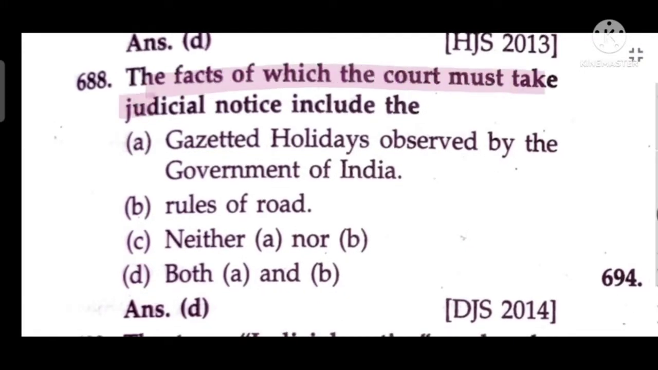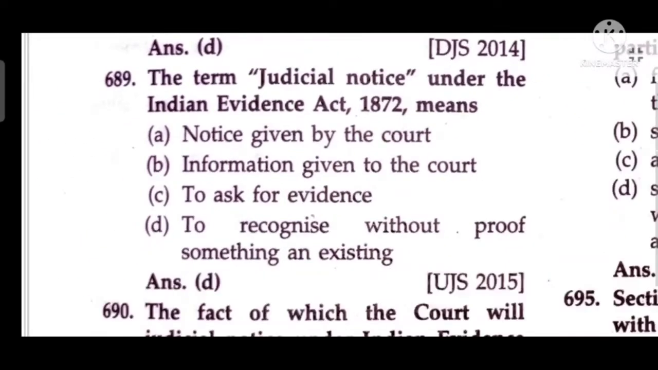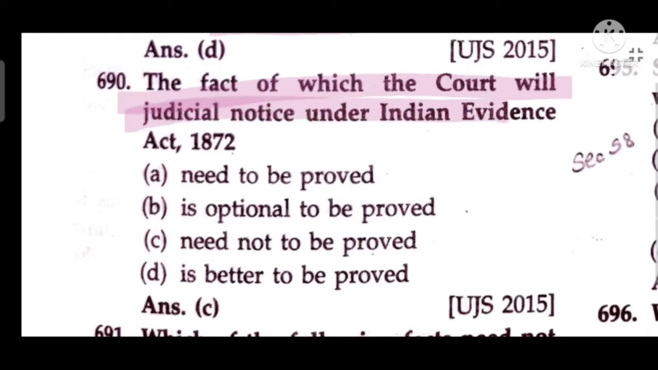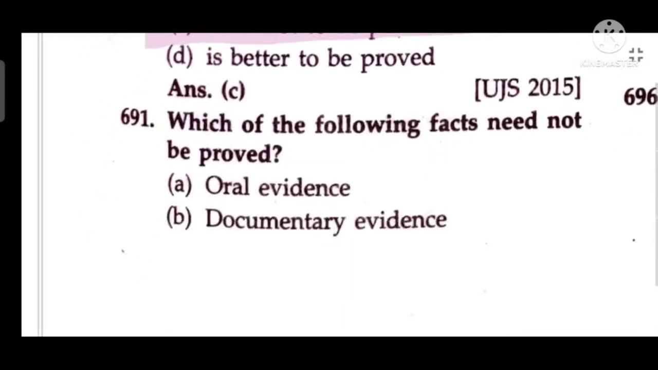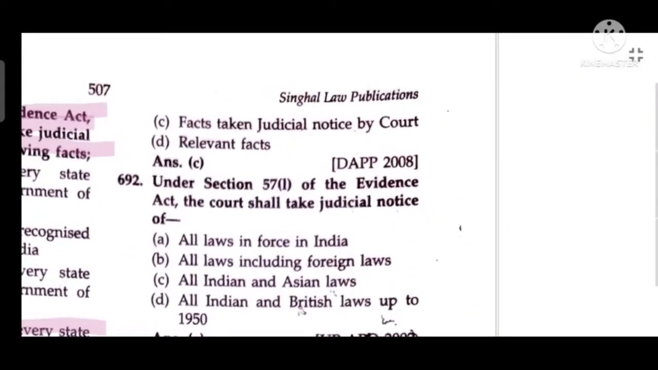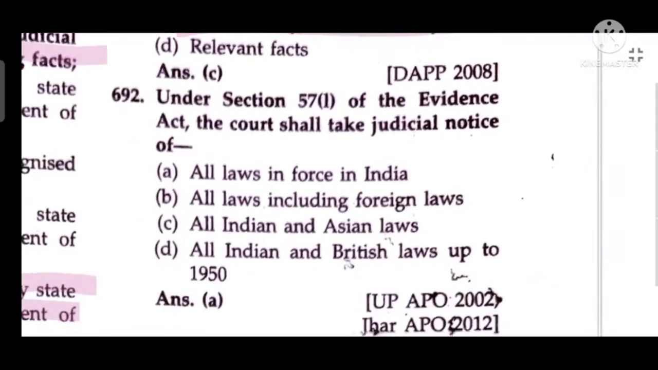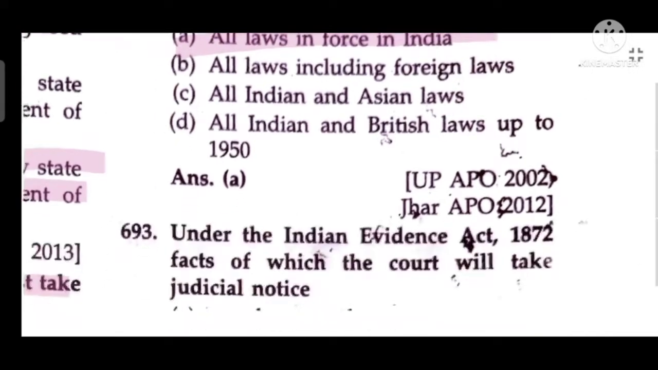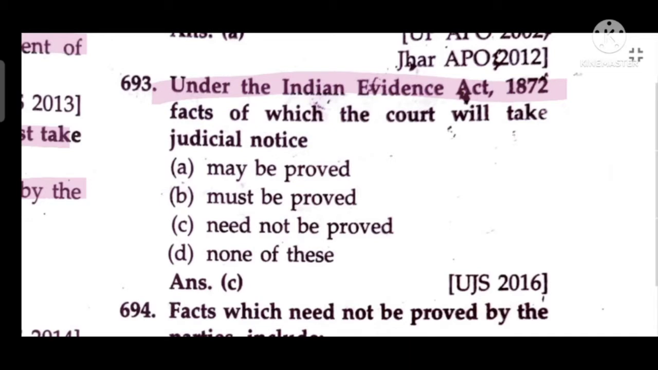Facts of which the court must take judicial notice include the gazetted holidays observed by the government of India and the rules of the road. The term judicial notice under the Indian Evidence Act means to recognize something existing without proof. Facts of which the court will judicially notice under the Indian Evidence Act 1872 need not be proved. Which one of the following facts need not be proved? Facts of which the court takes judicial notice. Under Section 57(1), the court shall take judicial notice of all laws in force in India.